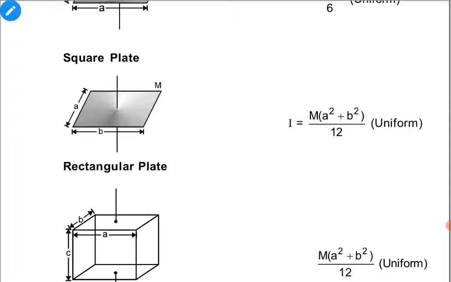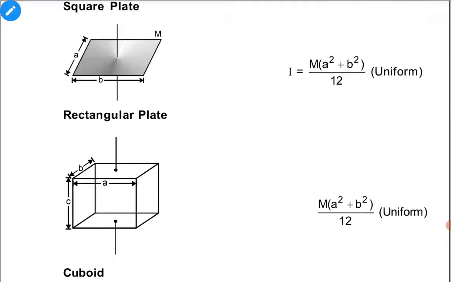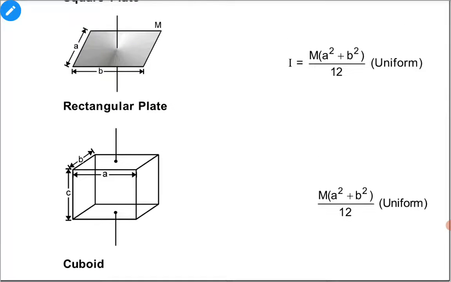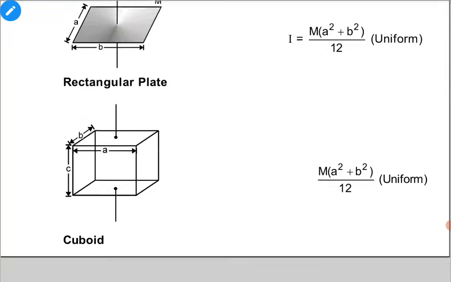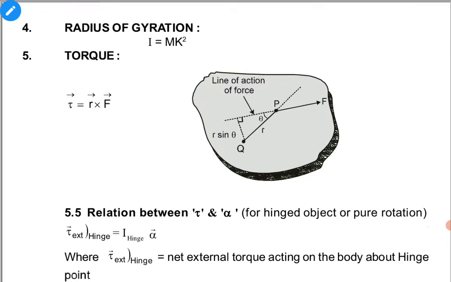In case of rectangular plate, moment of inertia I equals M into A square plus B square upon 12 for the uniform, where A and B are the sides of the rectangle. In case of cuboid, the moment of inertia equals M into A square plus B square upon 12 for the uniform. Radius of gyration: I equals MK square. K is the radius of gyration, I is the moment of inertia, and M is the mass of the body.